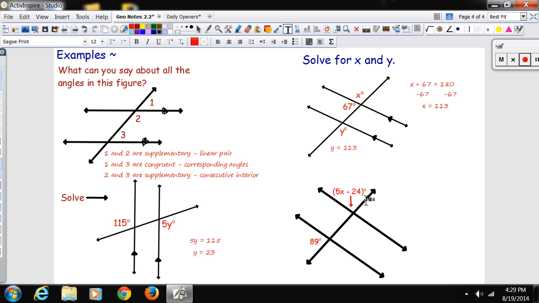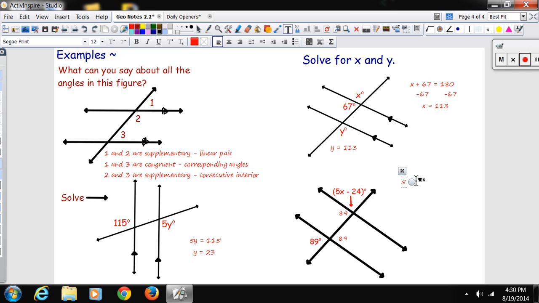This last one right here, 5x minus 24 is this angle. 89 is this angle. We have to decide, are they equal to each other or are they going to add up to 180? And let's plug 89 into some other places. I know that this is also going to be 89 because those are vertical angles. That's the one I could put. I could also put 89 here because those are alternate interior. So 89 can go from here to here. So do you think these two angles have to be equal to each other? No, because they make a straight line. So we know that this angle is going to add up to 180 with the 89.